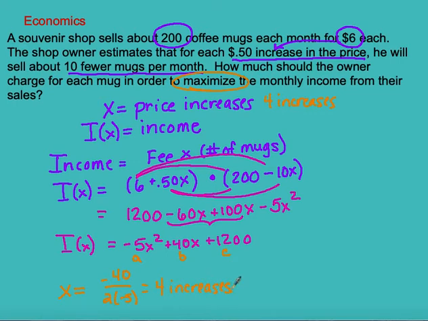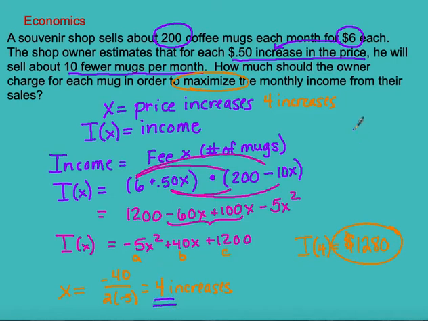All right, so if I want to figure out what that maximum income is, I'm going to plug 4 in for my x in my function. That's going to give me negative 5 times 4 squared plus 40 times 4 plus 1200. And when I calculate that out, that's going to give me $1,280.